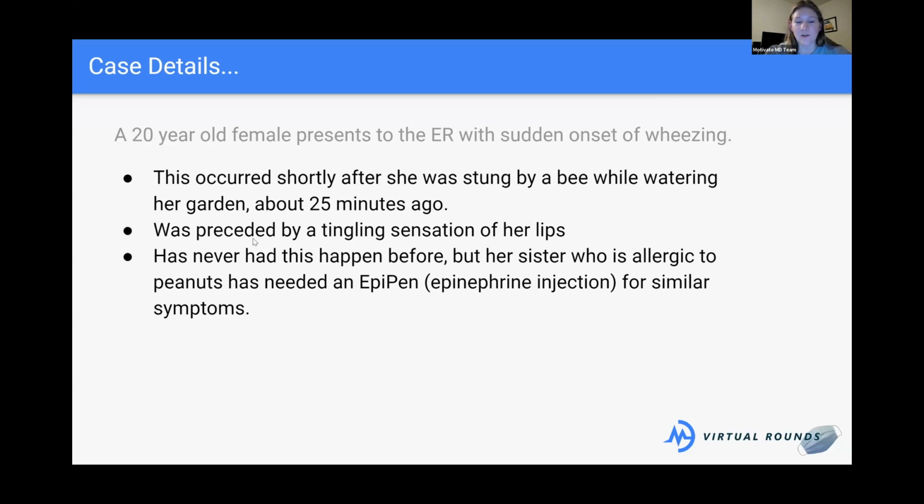This shortness of breath and wheezing was preceded by a tingling sensation of her lips. She's never had this happen before, but her sister has had something similar happen because she's allergic to peanuts. For that, she needs to carry an EpiPen, or an epinephrine injector, when she has similar symptoms. So family history of allergies and anaphylaxis is definitely something to keep in mind, as this patient might have a higher risk for that type of allergy.